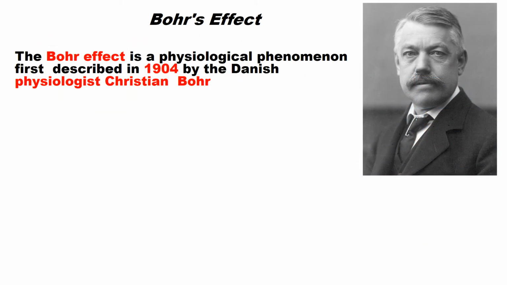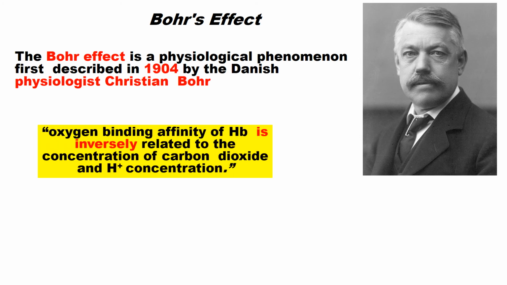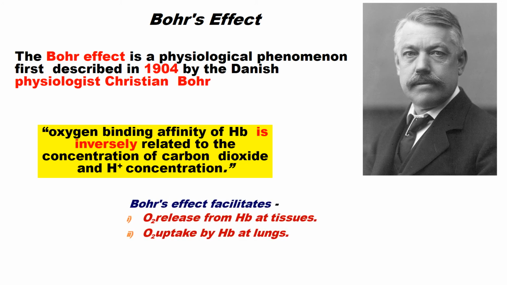Then there is Bohr's effect, which was studied by the Danish physiologist. He stated that oxygen binding affinity of hemoglobin is inversely related to the concentration of carbon dioxide and hydrogen ion. As we have already studied, whenever there is an increase in carbon dioxide concentration or an increase in hydrogen ion concentration, it causes decreased affinity of oxygen for the hemoglobin, thereby causing the release of oxygen. So this effect is important as it facilitates the oxygen release from the hemoglobin at the level of tissues. At the level of tissues, there is decrease in the oxygen affinity of hemoglobin.